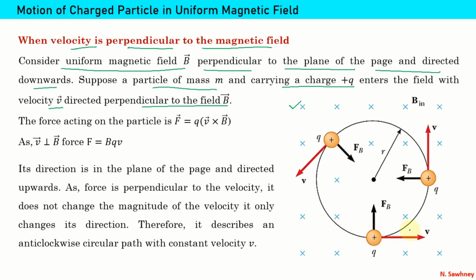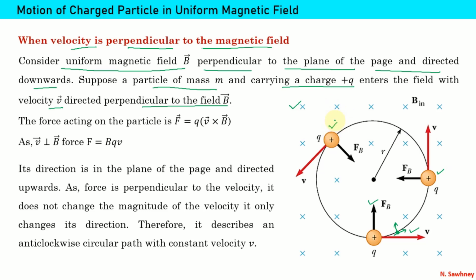See here, this is the direction of the particle. The velocity is perpendicular to the magnetic field. So, by Fleming's left hand rule, a force acts on the particle in the direction shown. That is, the direction of the force is directed upwards. The particle after a certain time reaches here. Again, the velocity will be tangential to it and the force acting will be upwards like this. So, the path of the particle is a circular one.